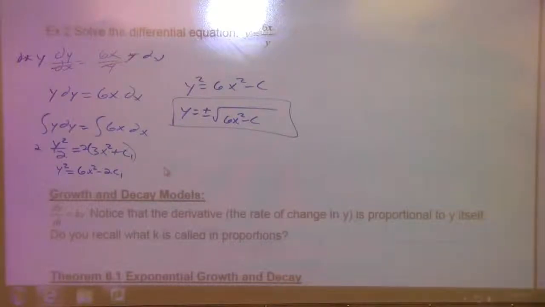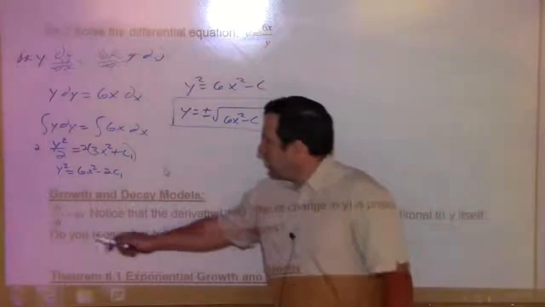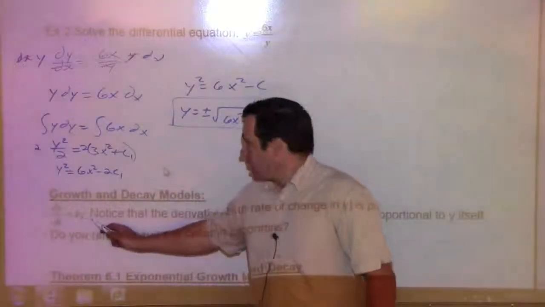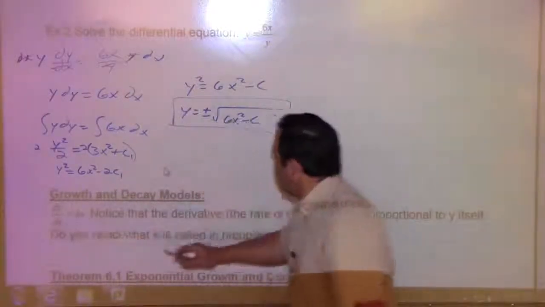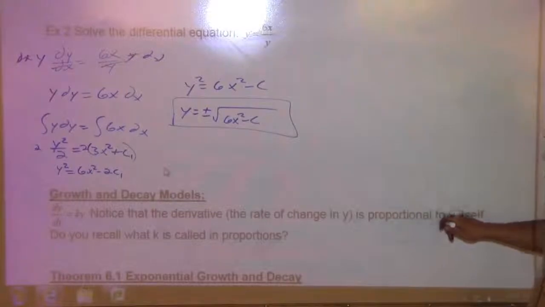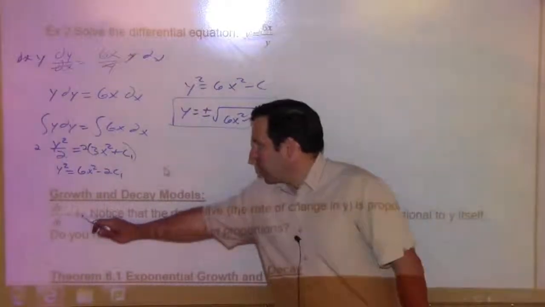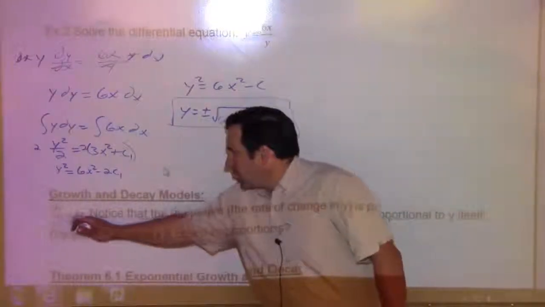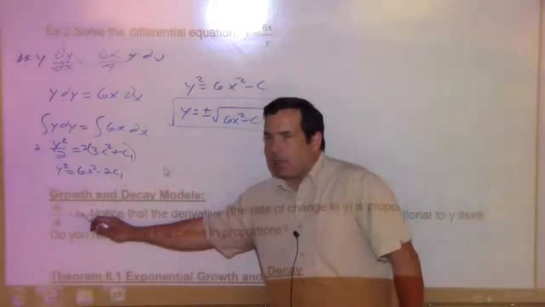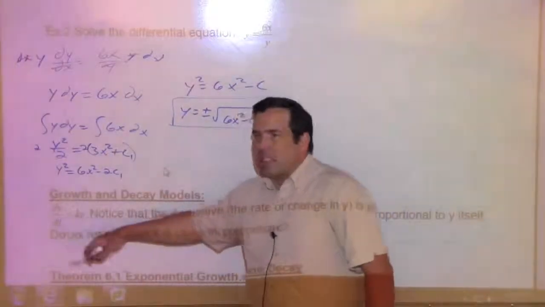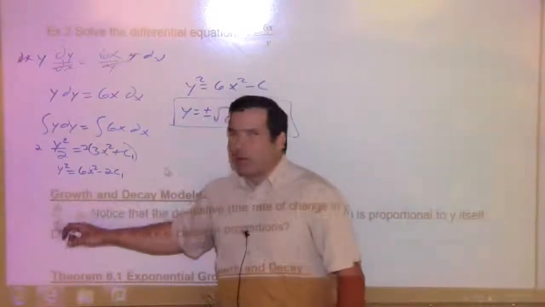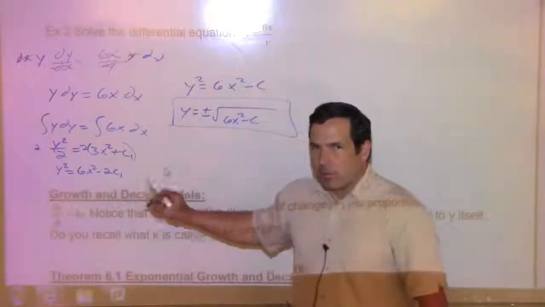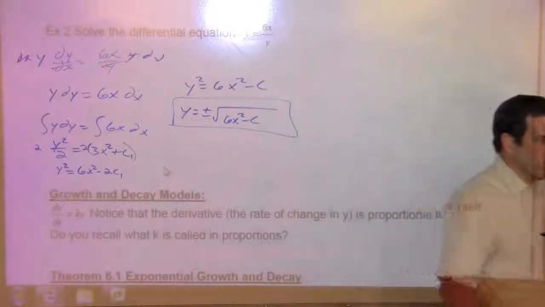Okay, growth and decay models. dy/dt equals k times y. Notice that the derivative, the rate of change, is proportional to y itself, and k is a constant of proportionality. So the rate of change is proportional to the original value of y. The bigger the y, the bigger the rate of change. And that's actually not always true. If k was negative, the bigger the y, the smaller the rate of change. So it depends on whether k is positive or negative, if it's growth or decay.